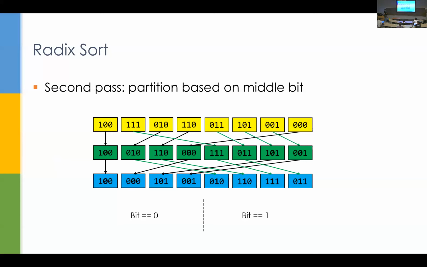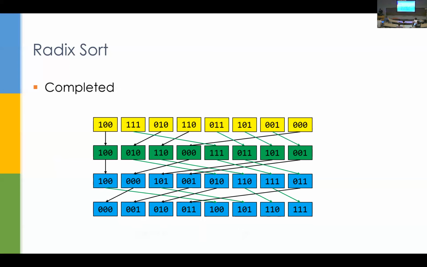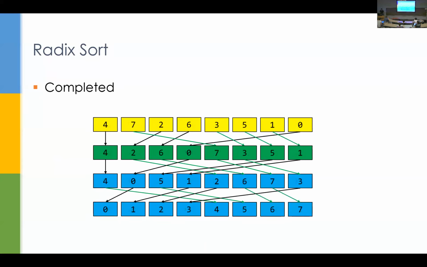So now what are we doing? Now we're going to do the third bit. So now we get 0, 0, 0, 0, 1, 1, 1, 1. That's it. That's a radix sort, at least in a small version. If you had 32 bits, you'd be doing 32 iterations of these. So the completed version of integers is this.